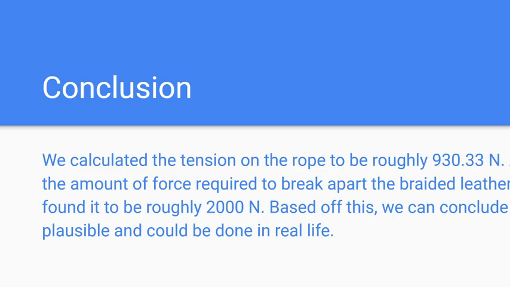Conclusion. We calculated the tension on his whip to be roughly 930.33 newtons. After looking up the amount of force required to break apart a braided leather bullwhip, we found it to be roughly 2,000 newtons. Based off of this, we can conclude that this scene would be possible and could be done in real life because the force required to break the whip in half would have been over double what he produced in that movie scene.